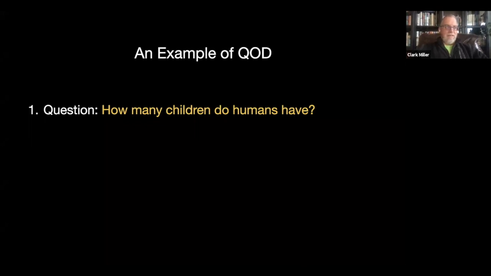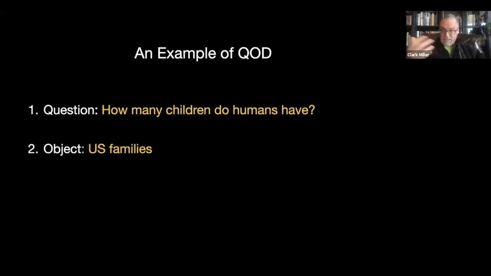Do we mean children who live to a certain age, like adulthood, or do we just mean number of births, or even the number of conceptions, right? So you've got to actually get your question sorted out, right? What do you mean? And to do that, you have to start thinking about your object of study.